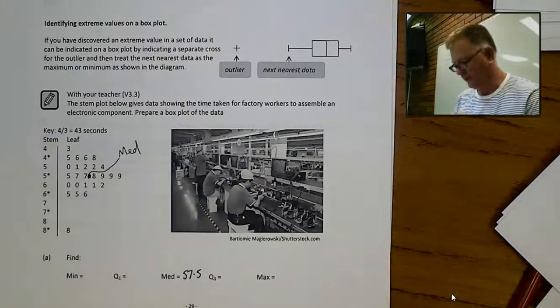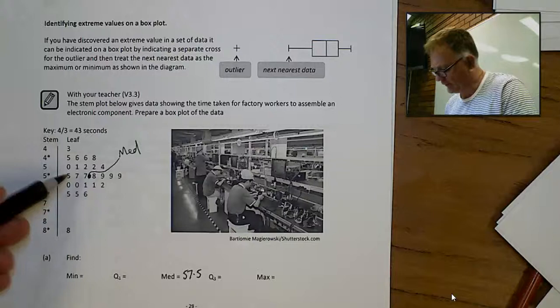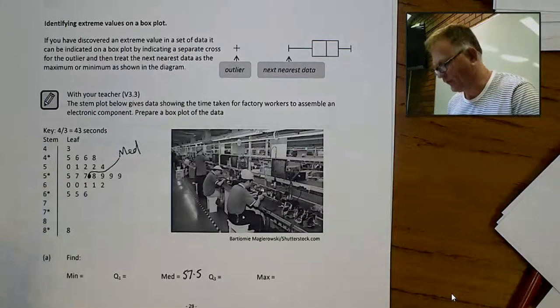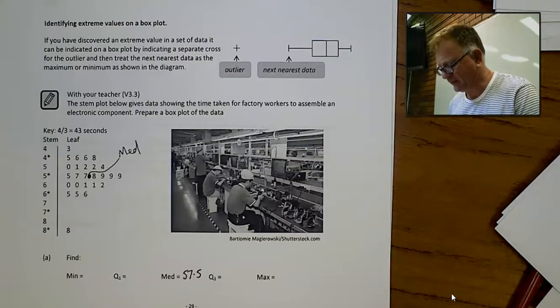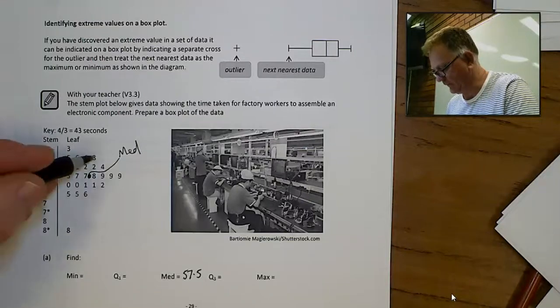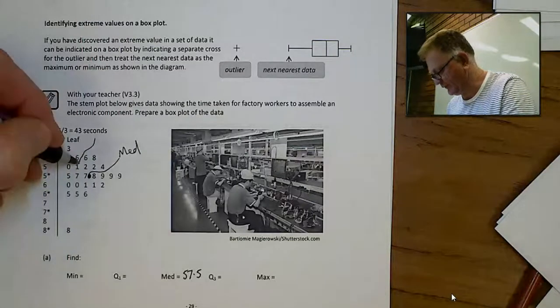That's our median. The lower quartile now, I guess that means there's 13 pieces of data there. So the lower quartile is the median of the bottom half. With 13 pieces of data, 13 plus 1 over 2 is the 7th piece of data. 1, 2, 3, 4, 5, 6, 7. That will be the lower quartile.